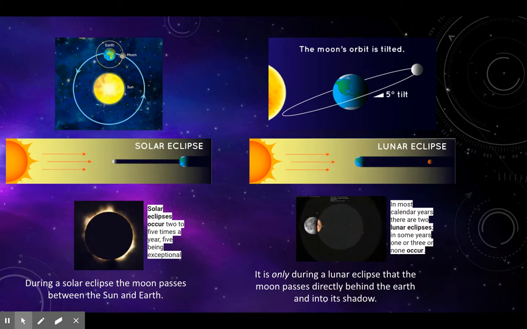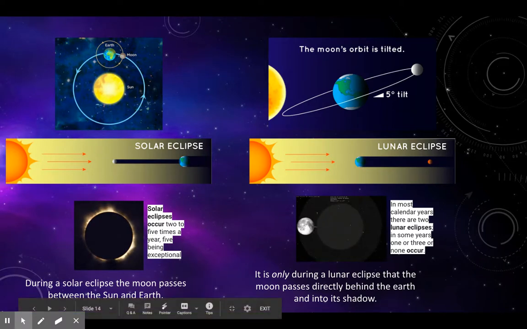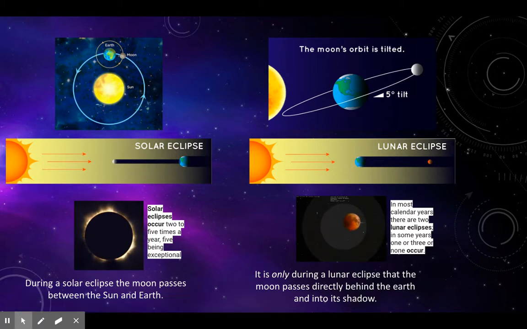All right, so our last one is, this is a solar eclipse. So we have the sun, earth, and moon. And this is what it looks like from Earth. A solar eclipse occurs 2 to 5 times a year. Ooh, 2 to 5 times a year. 5 being exceptional. During a solar eclipse, the moon passes between the sun and the earth. So the solar eclipse is when the moon passes between the sun and the earth.